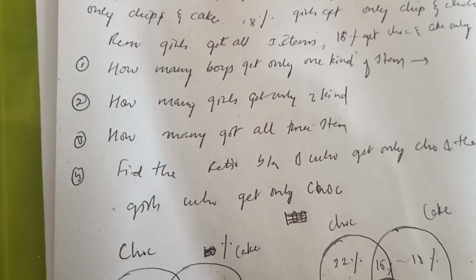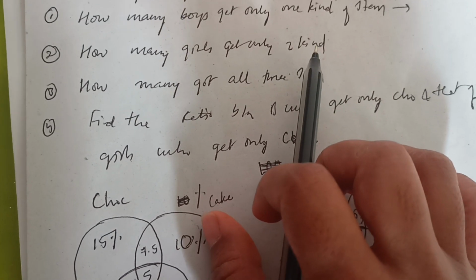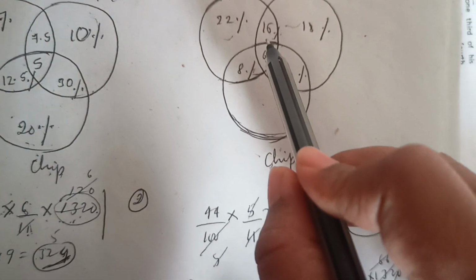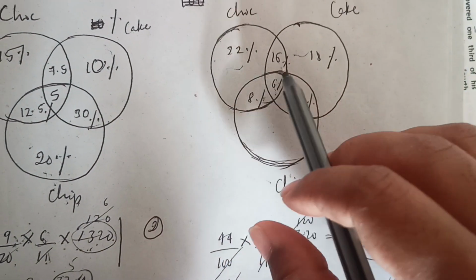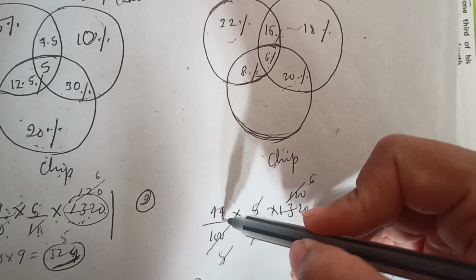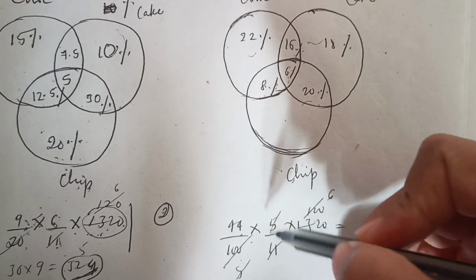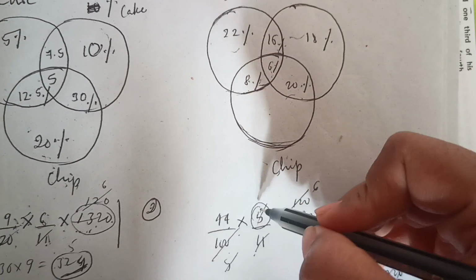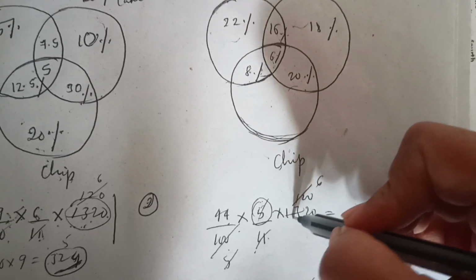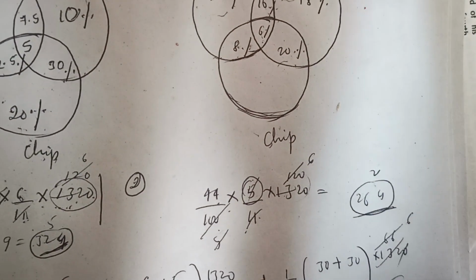Then next, get into the second question. How many girls get only two kinds of the food items? Fine. Only two means this middle part: 16 plus 20 plus 8, which will be equal to 44 percent. So 44 by 100 into 5 by 11, because here they have asked about the girls, so 5 out of the total 11, into 1320, which is the total number of students, and we will get the answer as 264.